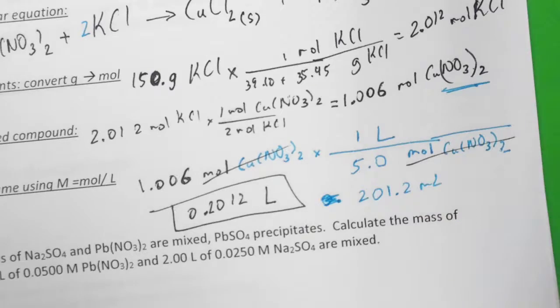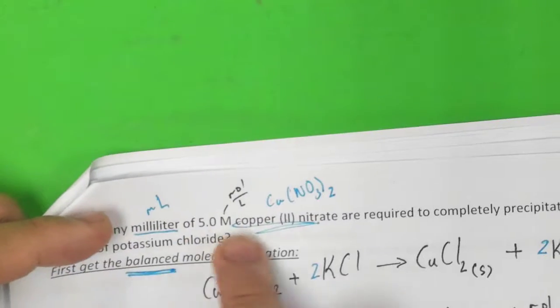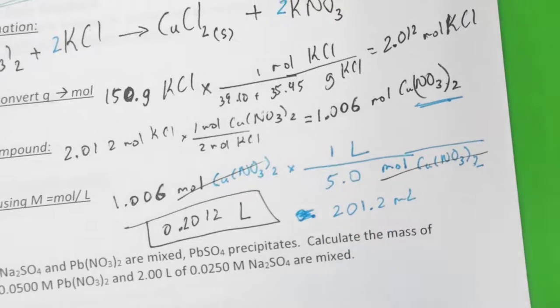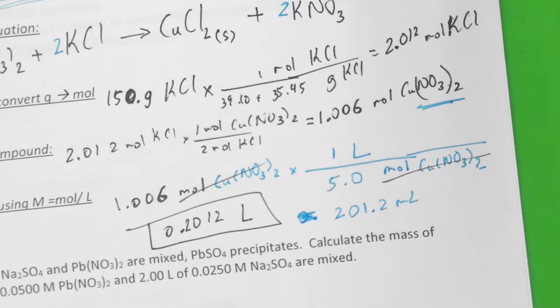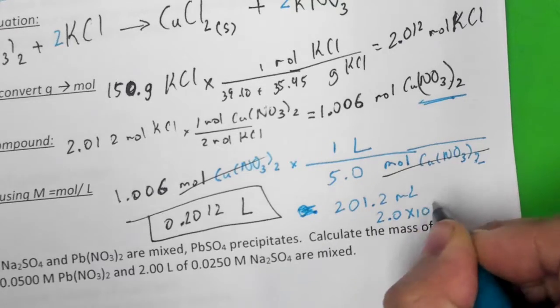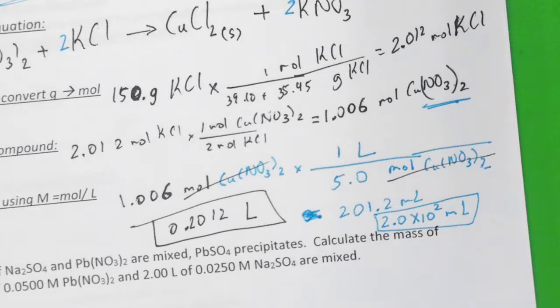201.2 milliliter. Okay, and if you're trying to keep with 2 significant figures the whole way, if you're looking at it, there's a 2 there. So I want to keep it 2 significant figures, but the 0 is a little hard to do. Then you can do it this way. You can say 2.0 times 10 to the 2 milliliter. Okay, that works also.